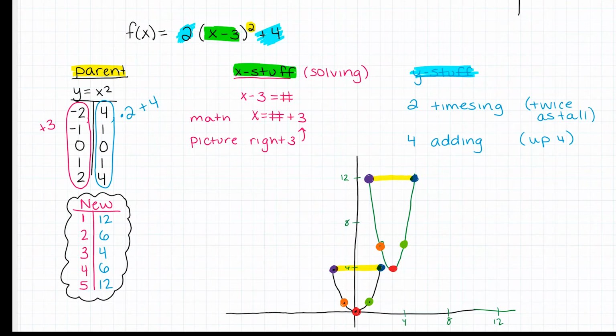So again, how could you see that? Look at how tall this graph is. From the lowest point to the highest point is 4 tall. Here, from the lowest point to the highest point is 8 tall. So it's definitely got taller, and it moved to the right 3 and up 4.